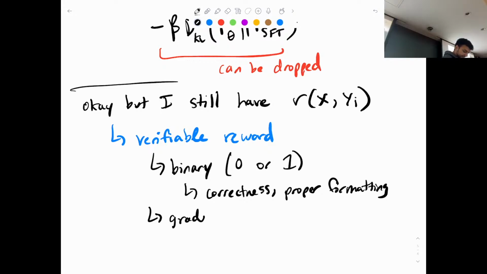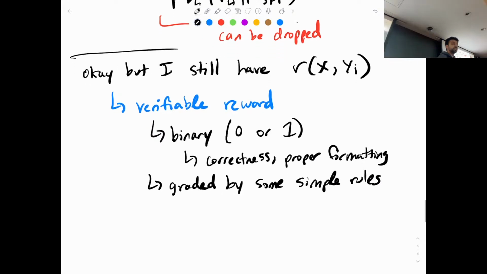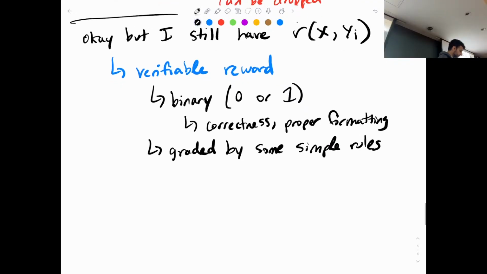It doesn't have to be binary. It could be graded by some simple rules. So for example, with math, you could have either a binary reward or some softer reward where, perhaps with that addition example, your reward is a function of the closeness to the correct answer rather than exact correctness. Still, you don't need any fancy reward model to do this.